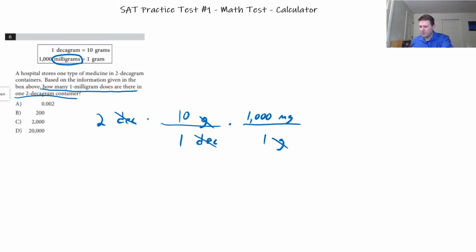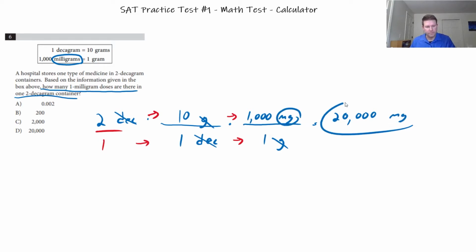And then once you're done here, you can just multiply straight across the top and straight across the bottom. If you want, you can put this 2 over 1. A lot of people like to do that. So you've got 2 times 10, which is 20, and then times 1,000 is 20,000 milligrams, because this is the only remaining unit. So there you go.